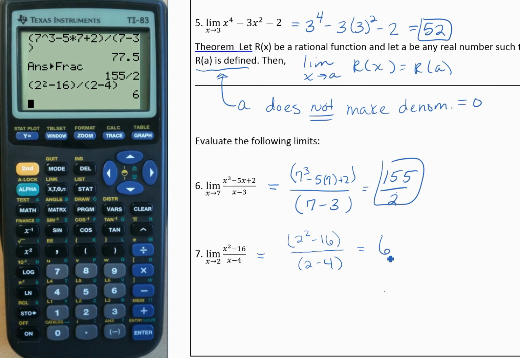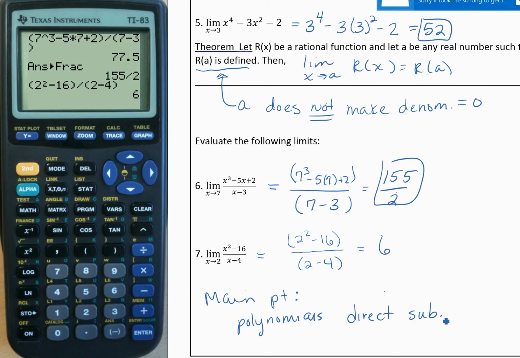The main point of this video is that for polynomials, you can always use direct substitution. And for rational functions, as long as the denominator does not equal 0, you can use direct substitution.